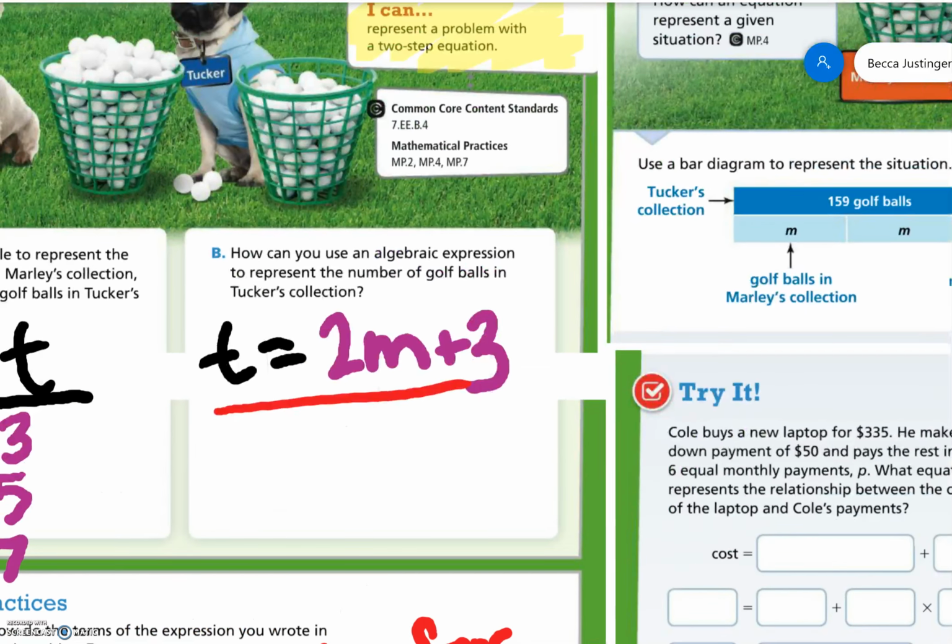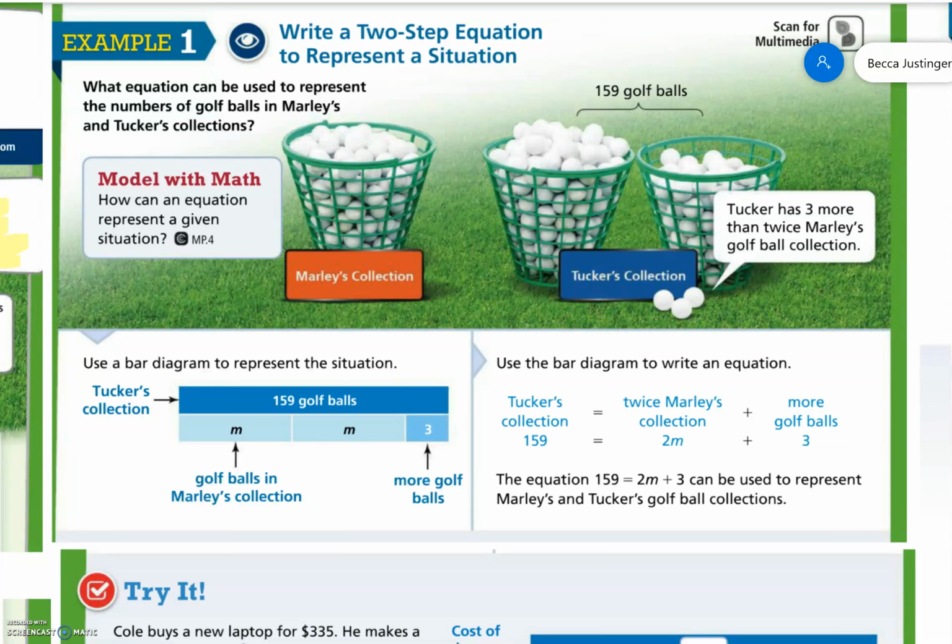Ready? Example 1, write a two-step equation to represent a situation. What equation can be used to represent the number of golf balls in Marley's and Tucker's collections? So we have Marley's collection, and then we have Tucker's collection. Still the same thing. Tucker has 3 more than twice Marley's. But it tells us that Tucker has 159.